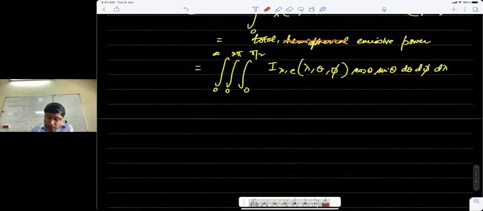Now, a lot of radiation calculations are extremely complex and difficult, so we make some assumptions to simplify our calculations. One of the assumptions made for many engineering surfaces that we deal with is the concept of a diffuse emitter.